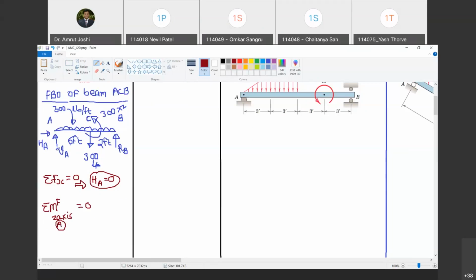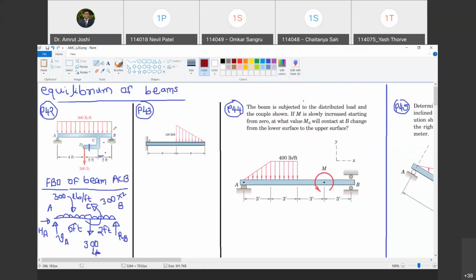What is the moment of HA and VA? The moment of HA and VA is nothing because they pass through A itself. Do you agree with me? Yes, sir. What is the moment of the force generated due to the UDL?